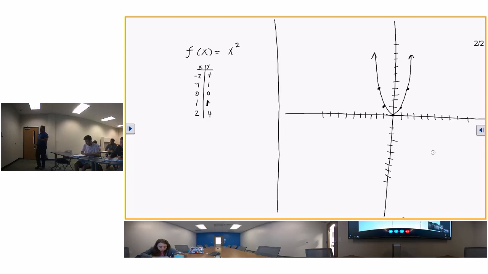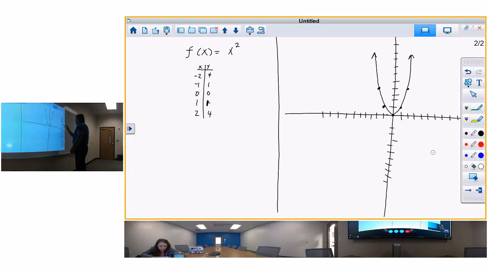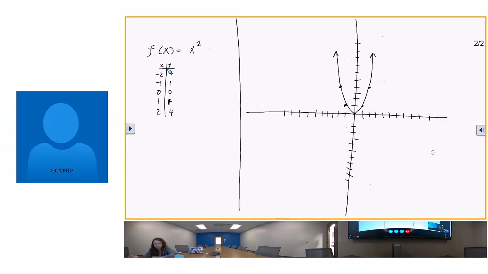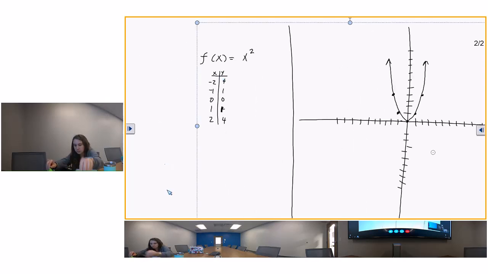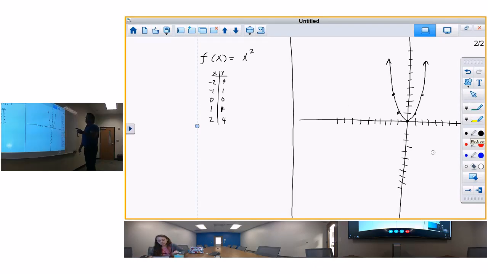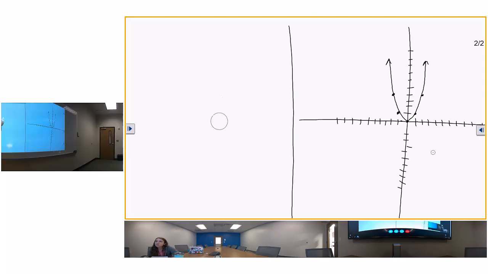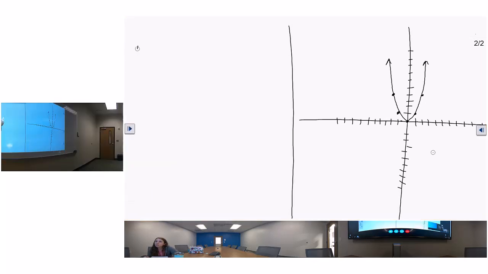Okay, now I'm going to take my handy-dandy cursor, and it probably won't work, but I'm going to try it anyway. Nope. Now I'm going to just redraw it. f of x is equal to x squared: -2, -1, 0, 1, 2, gives 4, 1, 0, 1, 4.